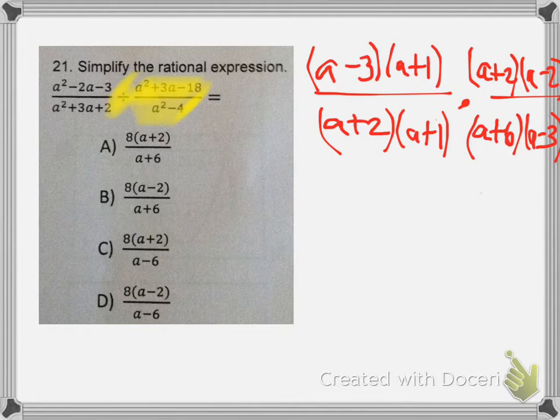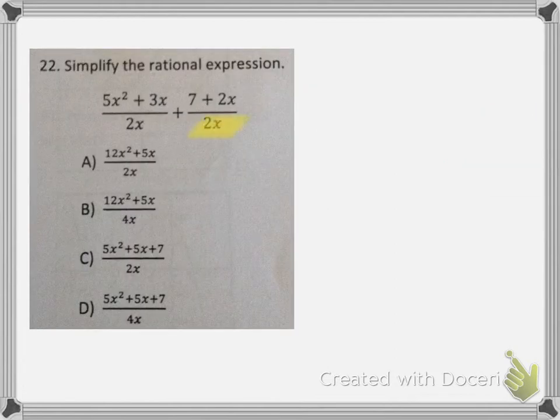I did flip it. So now I'm going to cancel anything that cancels. I have these two factors on top and bottom. I have an a plus 1 on top and bottom. And I have an a plus 2 that's on top and bottom. And that's why my answer is a minus 2 over a plus 6. Okay, I really did mess up with the 8s. I don't know how they got there.